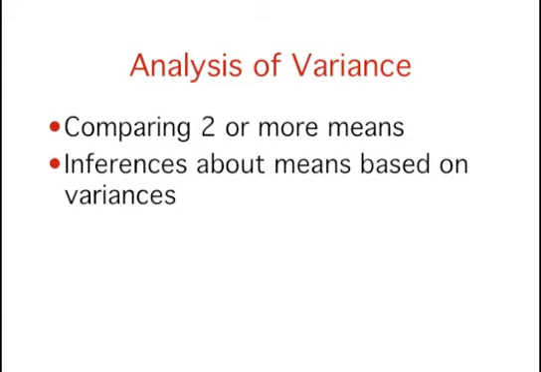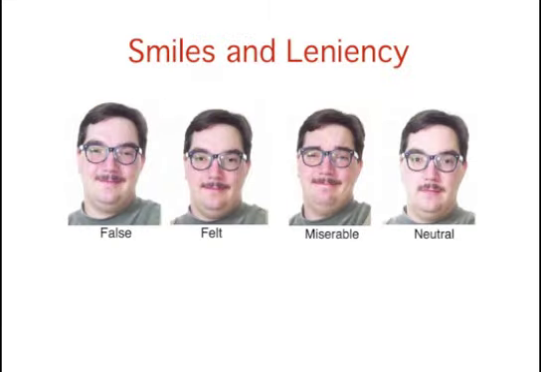Analysis of variance, also called ANOVA, is a statistical method used to compare two or more means. It may seem odd that the technique is called analysis of variance rather than analysis of means. The name is appropriate because inferences about means are made by analyzing variance. ANOVA is used to test general rather than specific differences among means.